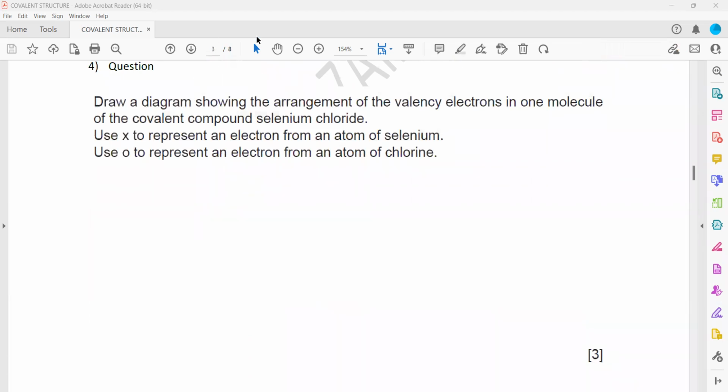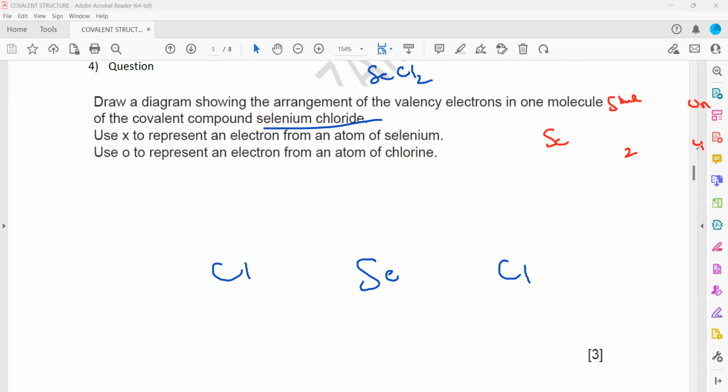Draw a diagram to show the arrangement of valency electrons in one molecule of selenium chloride. Selenium is Se and chlorine is Cl. Selenium chloride is SeCl2. Selenium belongs to group 6, so it will share 2 and unshared will be 4.